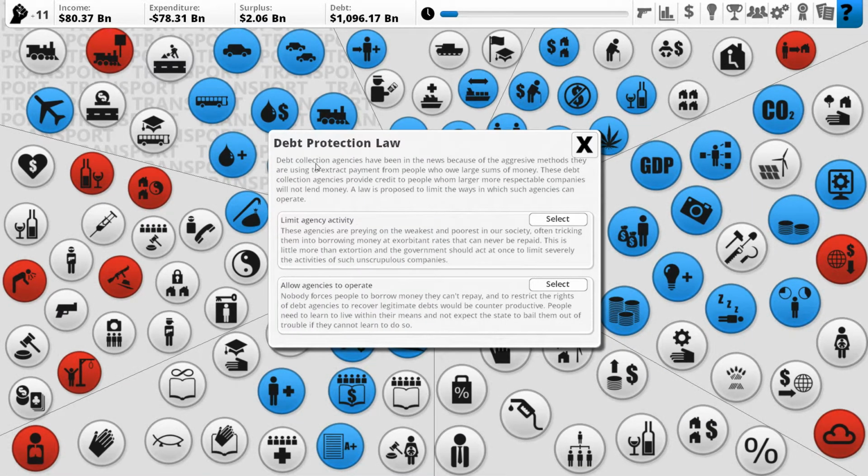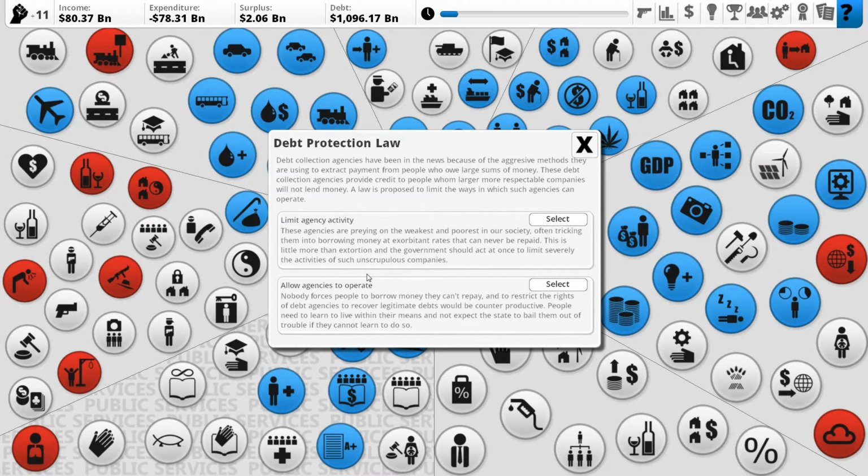Debt collection agencies have been in the news because of the aggressive methods they are using to extract payment from people who owe large sums of money. These debt collection agencies provide credit to people whom larger, more respectable companies will not lend money. A law is proposed to limit the ways in which such agencies can operate.